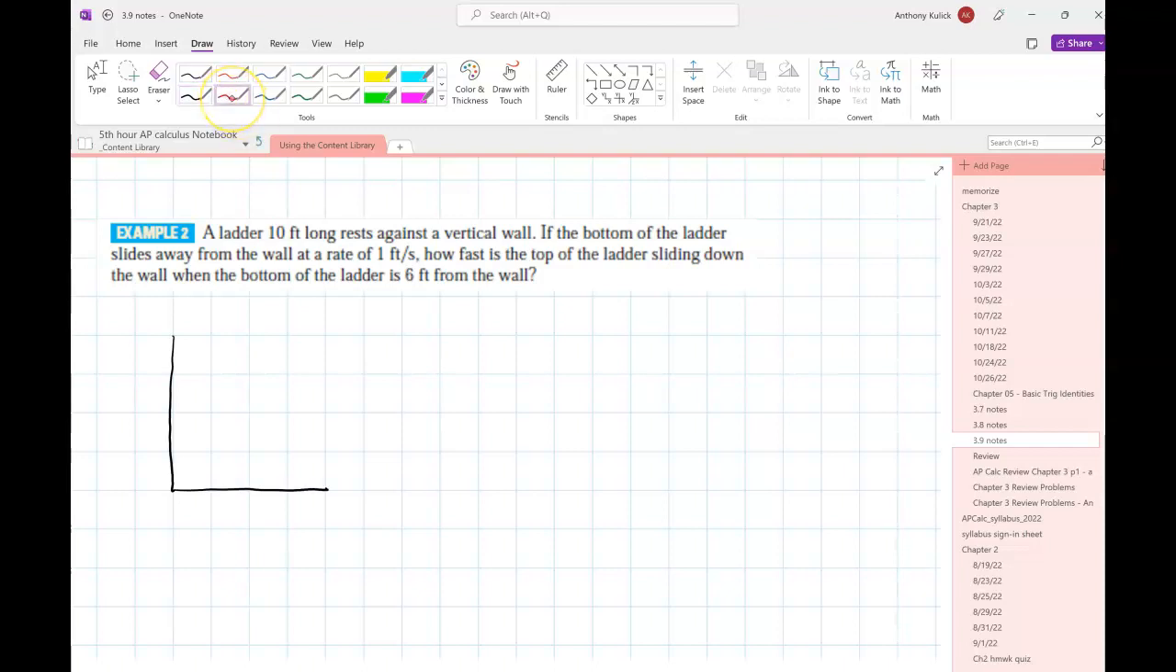So let's draw ourselves a little picture. I'm going to call the distance from the wall to the bottom of the ladder x, and the distance from the top of the ladder to the bottom of the wall y. Everybody's cool with that? I used x for the horizontal and y for the vertical. It feels like that makes the most sense. So what formula is going to dictate this situation? Pythagorean theorem. Yep.